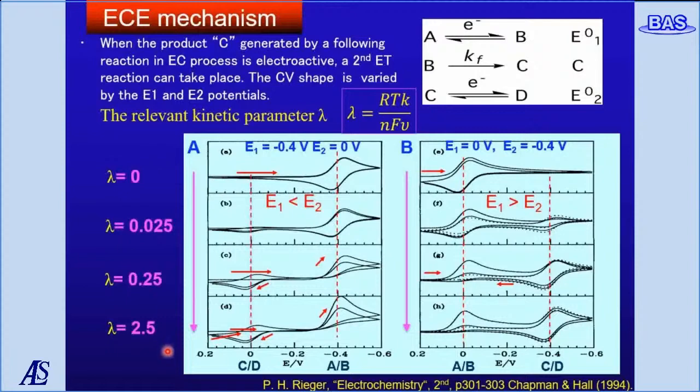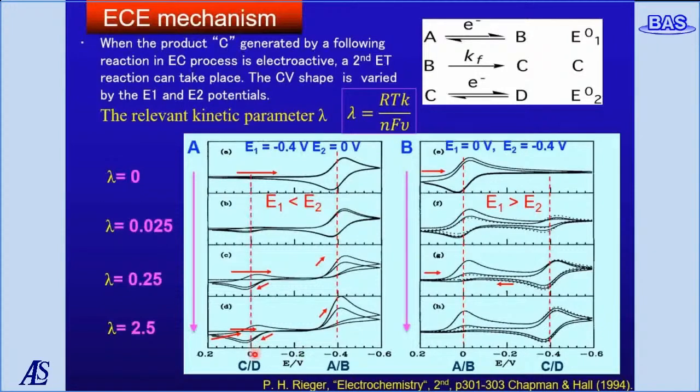Let us consider two cases. The first case, shown in A, is that C is more easily reduced than A, which means E2 is greater than E1. For lambda equals 0, that is, slower chemical reaction rate k, a simple one-electron reversible CV is obtained. The B oxidation peak decreased as the lambda value increased, that is, as the chemical reaction rate increased. With this change, the oxidation peak C grows with increasing lambda values.